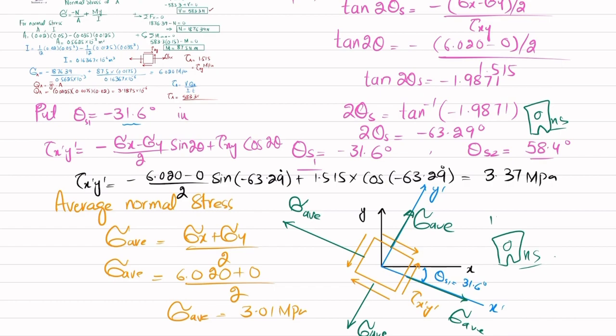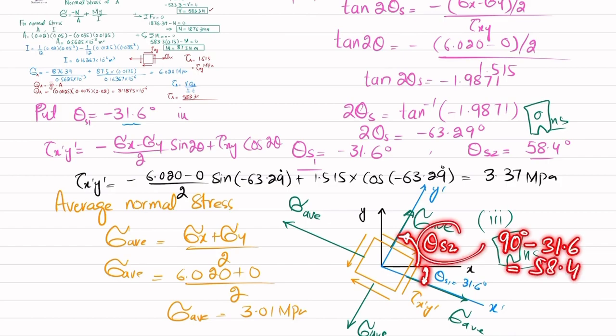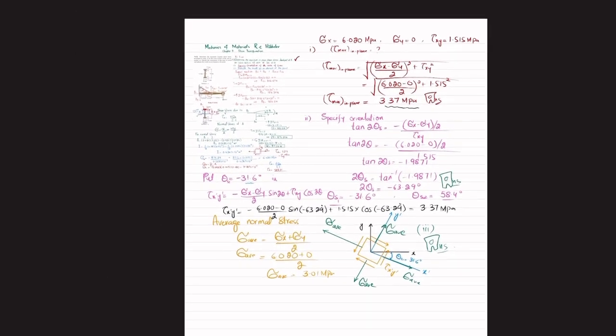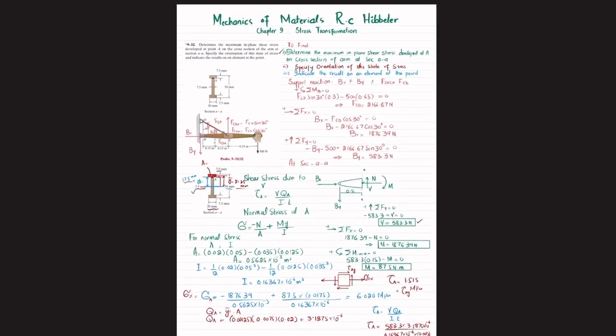And this is the answer of our third part, clear? You can see this is the angle 31.6, either to rotate in the clockwise direction or this is the anticlockwise direction. This is theta 2s, which you can see if you subtract 90 degree minus 31.6, it will be equal to 58.4 degree, clear? In that direction you will also have a transformed shear stress, or maximum in-plane shear stress. And that was all about this problem 9-32.